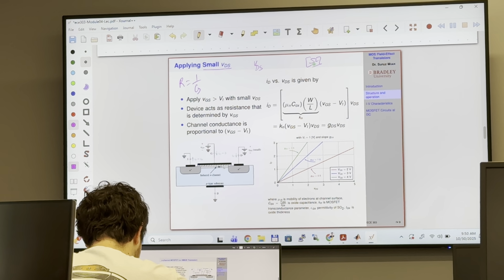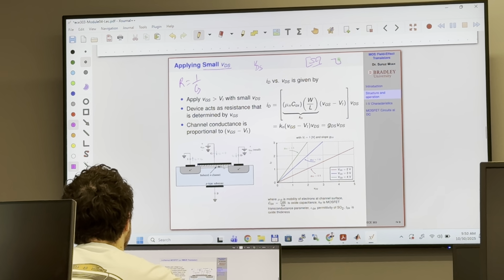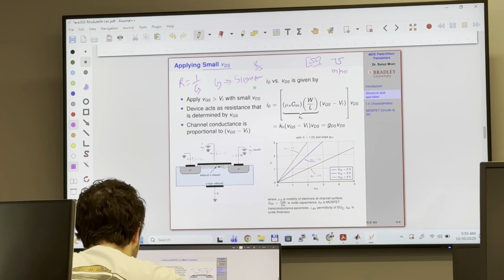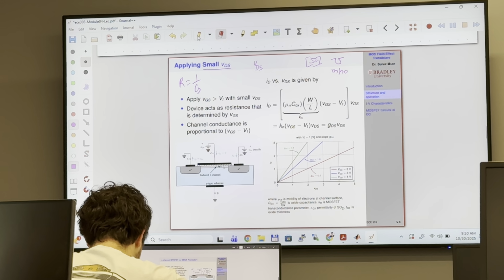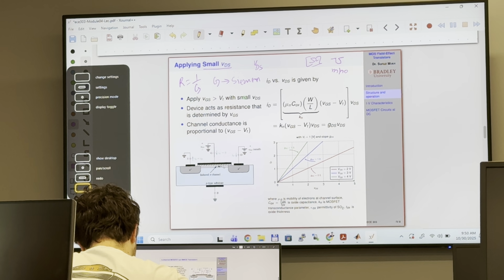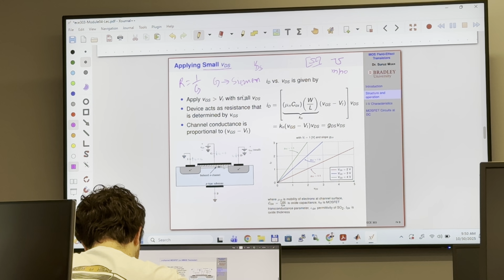S is for siemens. So people call it mho as well. Mho is a symbol like this. It's called mho. But the technical term is siemens, after the scientist Siemens. G. My handwriting is too terrible. Okay, G unit is siemens. So G is called the conductance, which is 1 over resistance, and its unit is siemens.